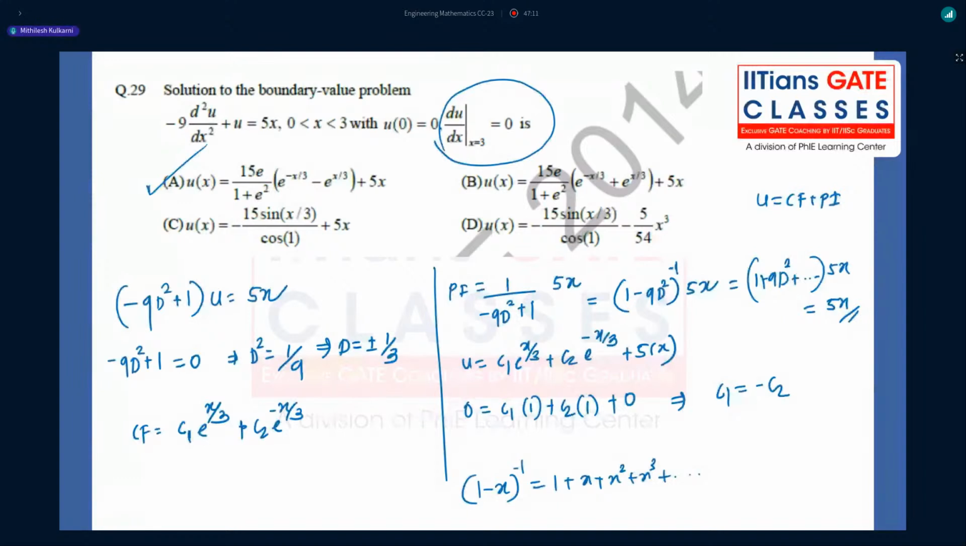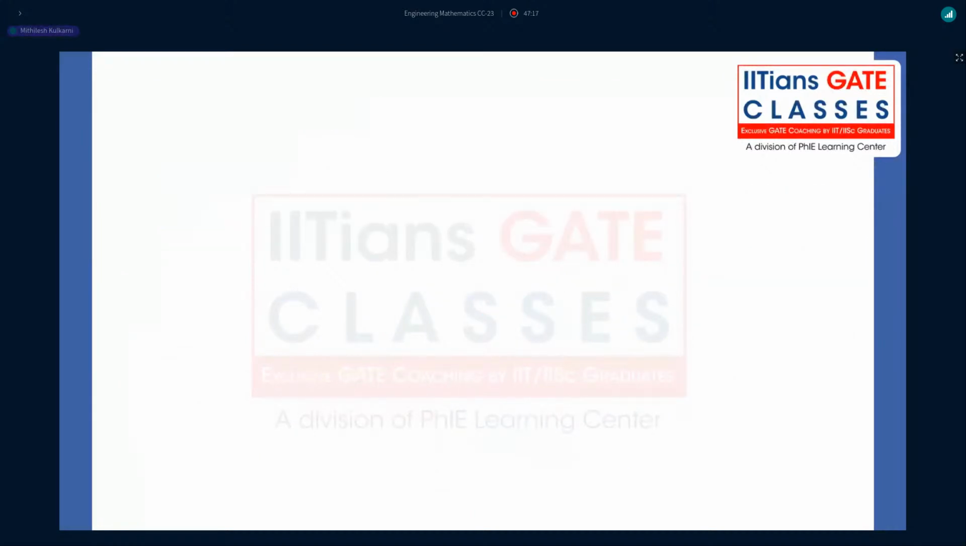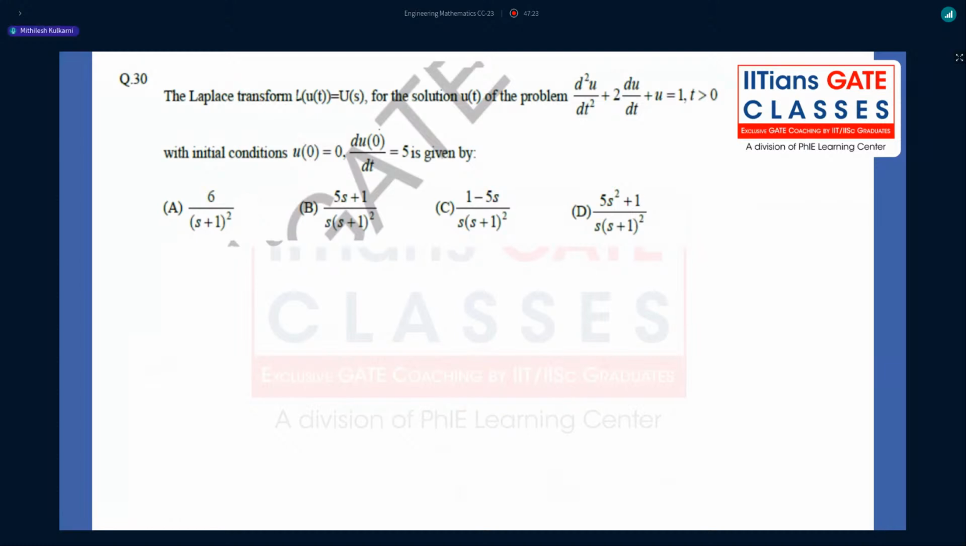Coming towards the next question. Yeah, this question is from the Laplace transform. Dou square u by dou t square, in simple words, you can write it as u double dash plus 2u dash plus u equal to 1. This is a differential equation. They have given the initial conditions: u of 0 is 0, and u dash of 0 is also, sorry, is 5. This is given. And we have to find the Laplace transform of u of t.